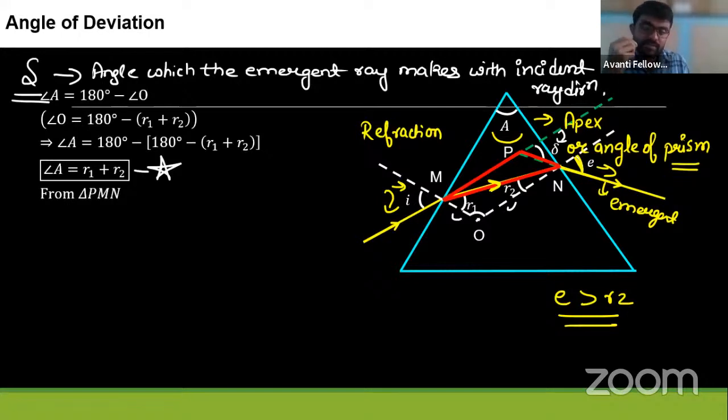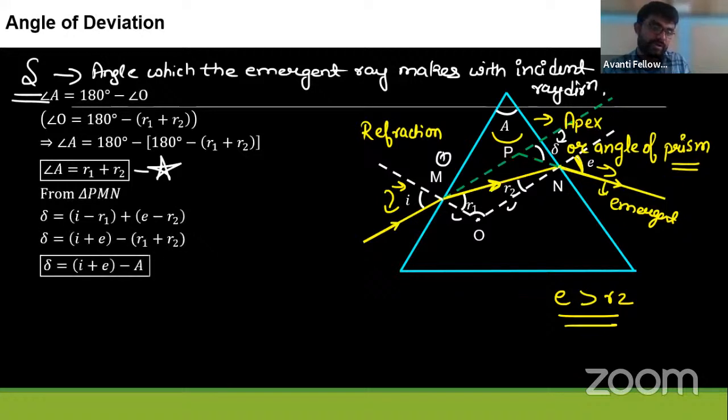What are these? These are basically the angle which the incident ray makes after refraction via the first surface, and the angle which the ray makes inside the prism when it is going to be reflected by the second surface, or when it is passing from the second surface. Then, applying some geometrical laws, ultimately you will get this.